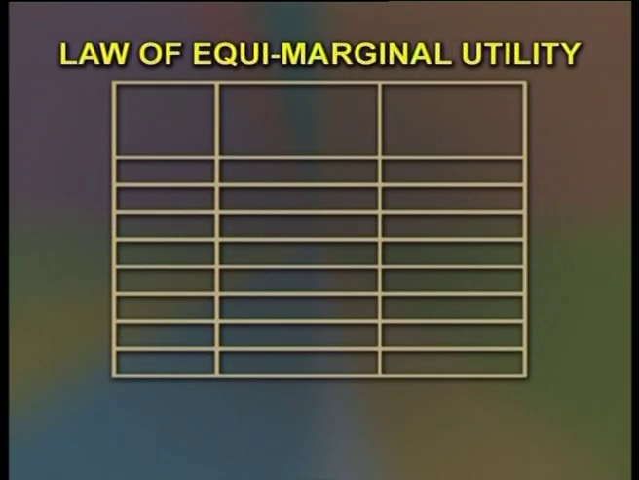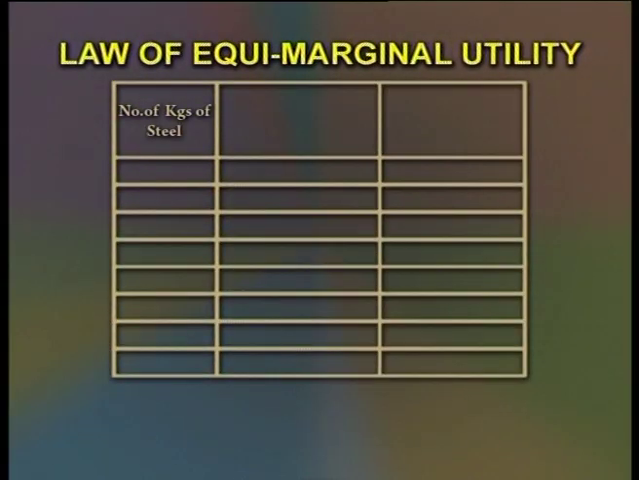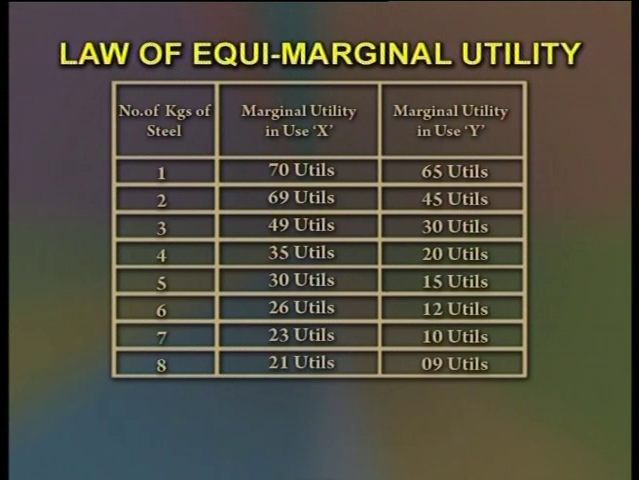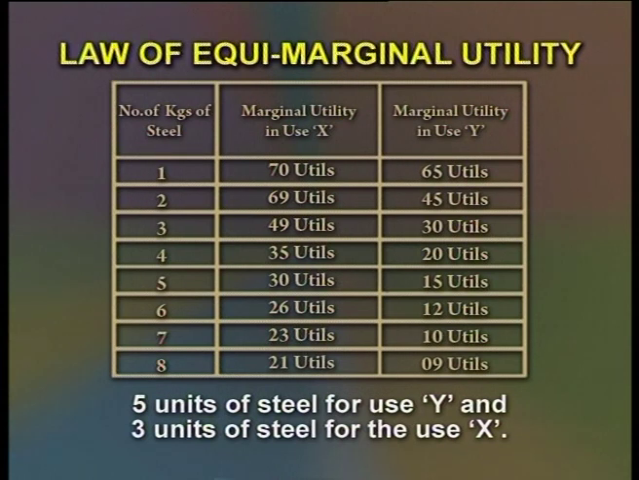Now, the table consists of three columns, and we are taking into consideration a commodity like steel. Steel can be put to many uses, and so if we want to get the maximum utility out of the use of the steel, then we would have to see how it should be spread out. So let us assume that it has two uses, use X and use Y. Suppose the consumer has 8 kgs or 8 units of steel, and he wants to distribute these 8 units of steel among the uses X and Y. And suppose he uses 5 units of steel for use Y and 3 units of steel for use X.